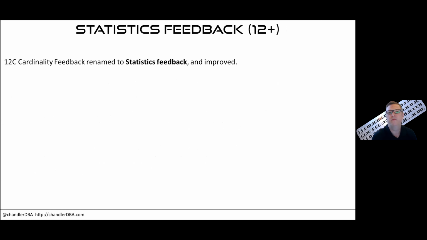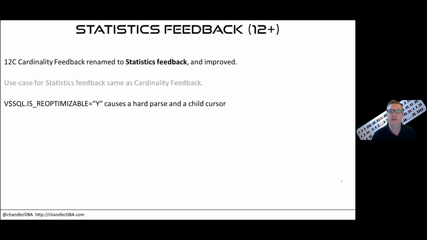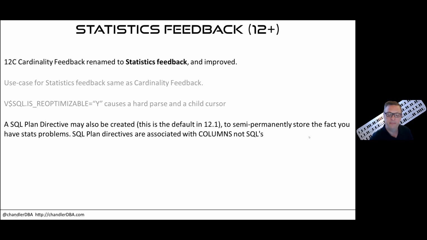Now in 12, they renamed cardinality feedback to statistics feedback, which is a bit more literal. And the use case for stats feedback is exactly the same as cardinality feedback. And we get this V$SQL is_reoptimizable, yes, which will cause a hard parse of the cursor and the production of a child cursor. We also make it a thing called a SQL plan directive. This is the default in 12.1, but can be switched on in later editions. And what a SQL plan directive does is it semi-permanently stores the fact that you've got a stats problem.